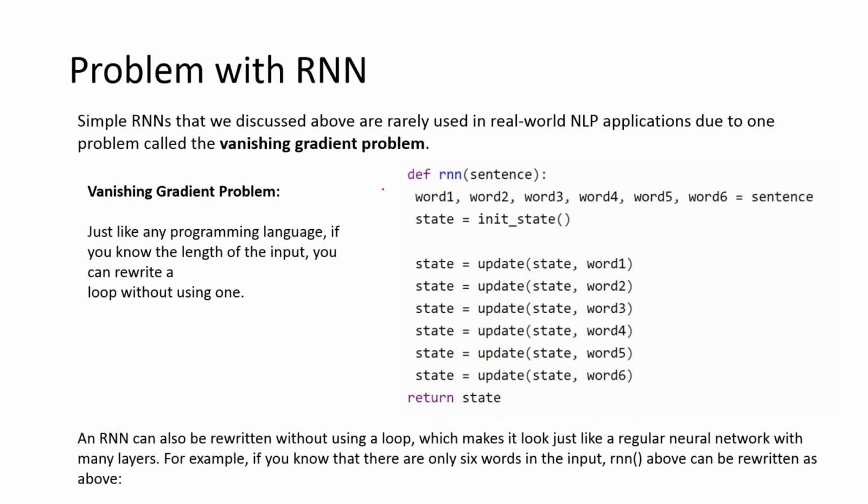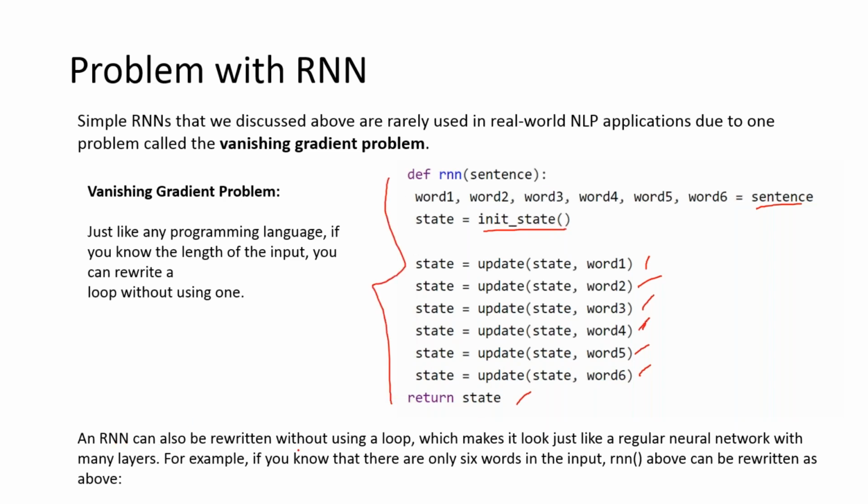Just like in any programming language, if you know the length of the input, you can write a loop. For example, let's say I have defined RNN as a function, and I pass in the sentence, and you pass in each of the words as a sentence value. Then you initialize the state, and you pass in the state along with the word, the previous word, and basically the next word and the next word, and then you finally get the state. So that's basically a loop that we follow.